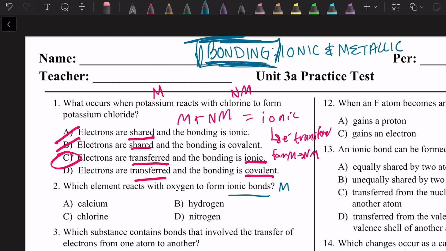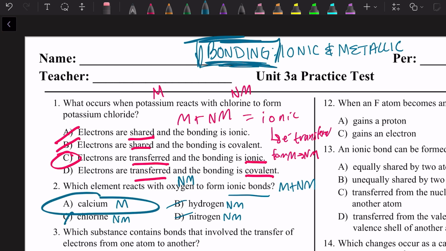Number two says which element reacts with oxygen to form ionic bonds. Again, ionic, you want your metal and your nonmetal. Oxygen is a nonmetal, so we need an answer choice that is a metal. These are nonmetals, hydrogen and nitrogen, can't be them. Chlorine is a nonmetal, but calcium is a metal, so it must be A.